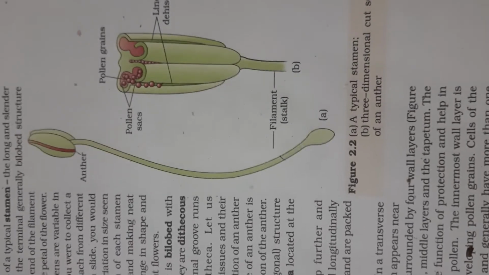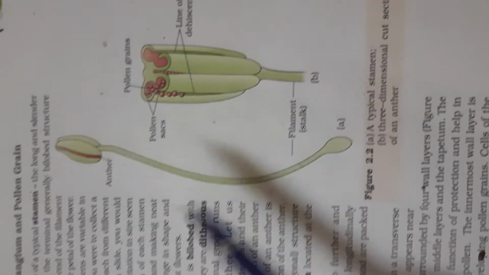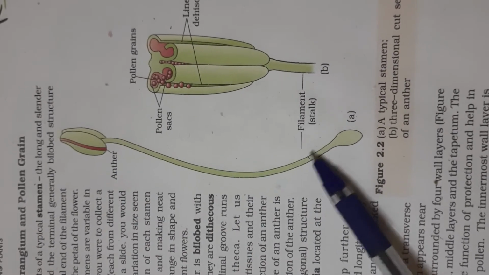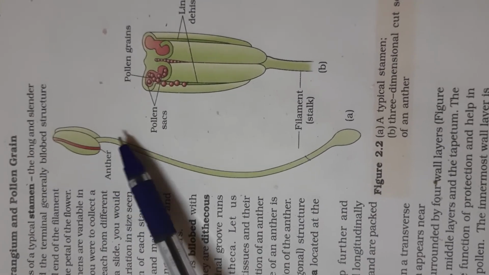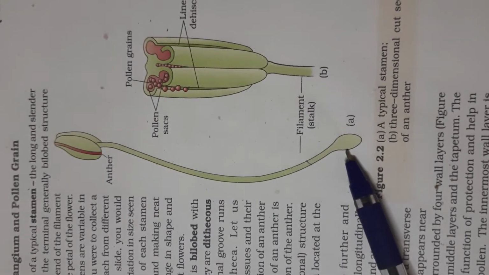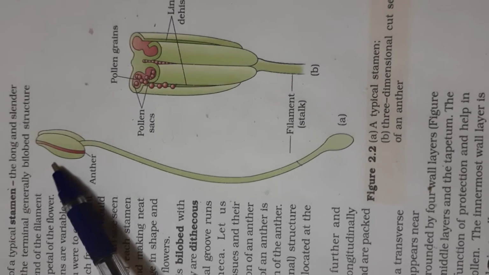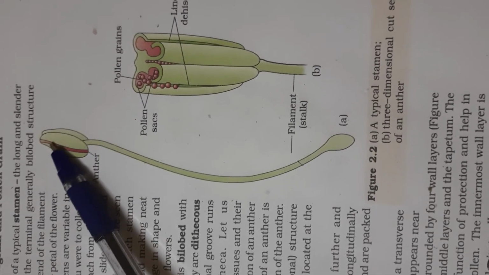Here this is a stamen. It has a long slender filament. This is anther and this one is the connective. This is the stalk of the stamen and this one is the fertile portion. Here only the formation of the pollen grain takes place.